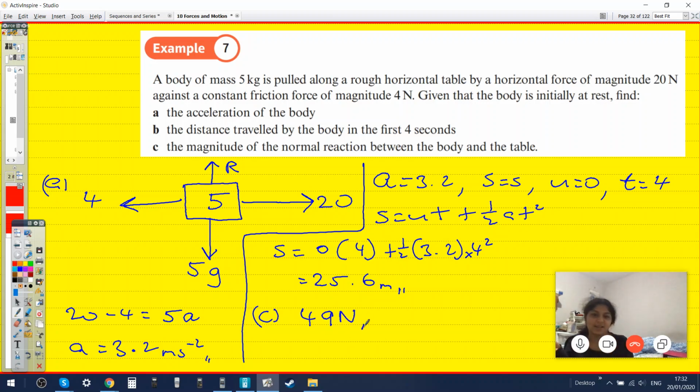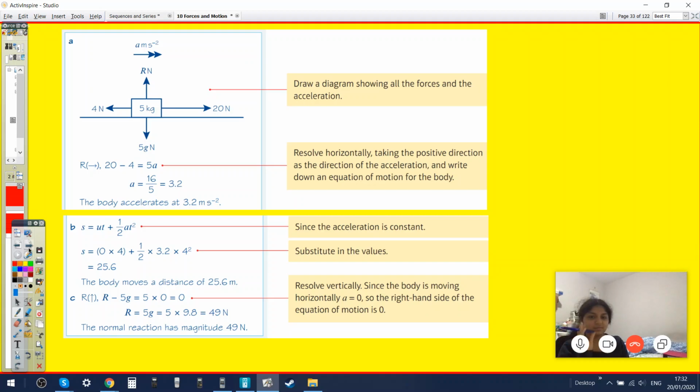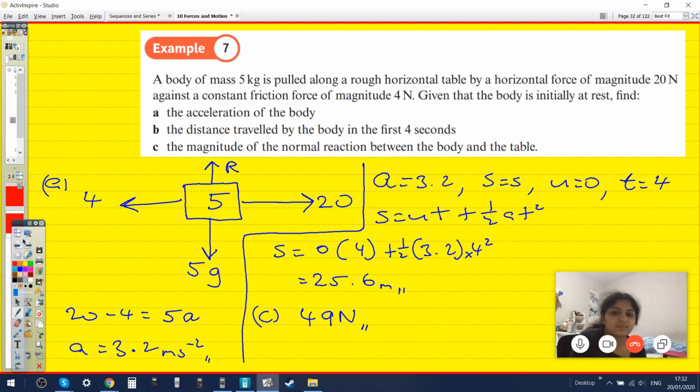Because it's not accelerating in the y direction, so you have to put A is equal to 0. Oh, yeah. So R minus... But I don't know what the magnitude is. That's just the force. I think it'll be the same thing. Oh, yeah. Okay. That's what I said, 5G. This one was 3.2. That was 25.6. Any questions there?